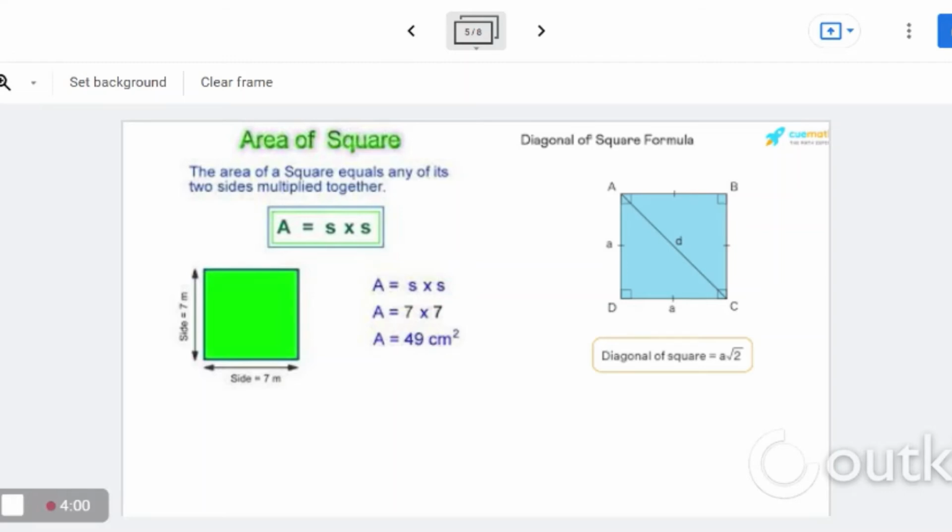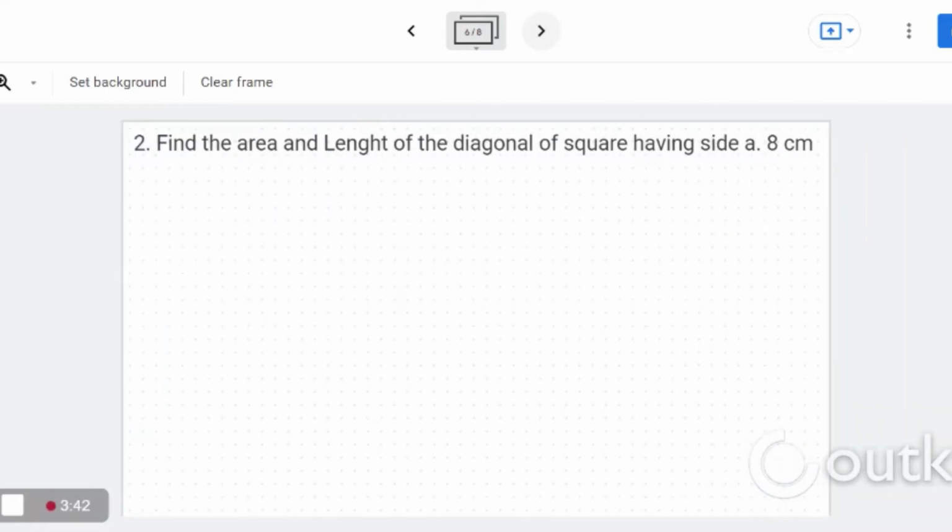Now there is another thing. See, here also a diagonal is coming. In the middle there is a square, and from there it touches the two opposite ends. This is the diagonal, cutting this square into two triangles. Now the formula to find out the diagonal is a into root over 2. Similarly, see, there is a question number 2 given.